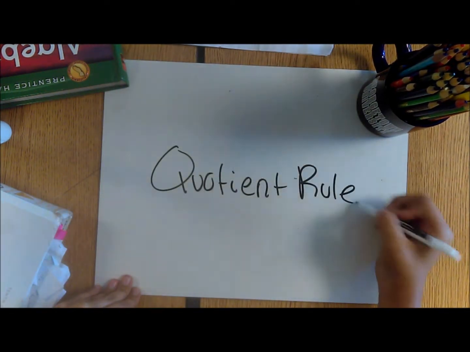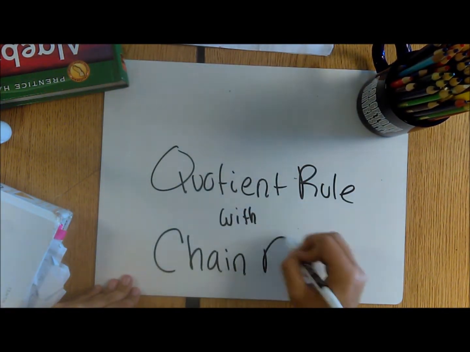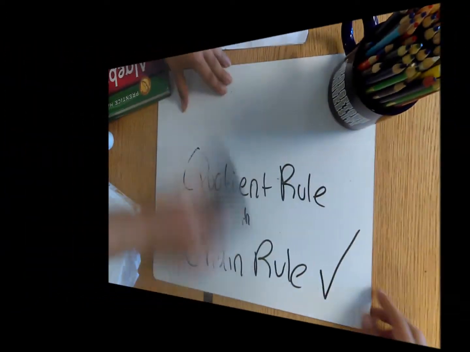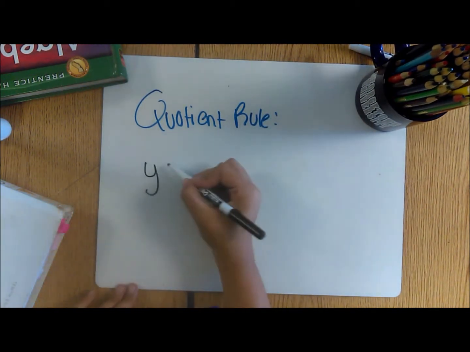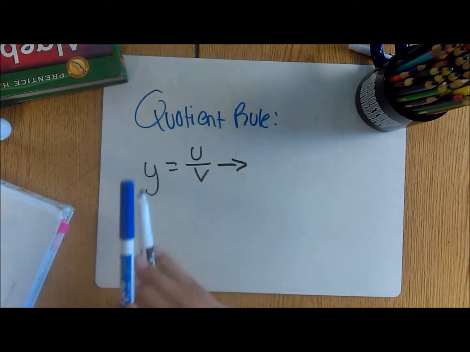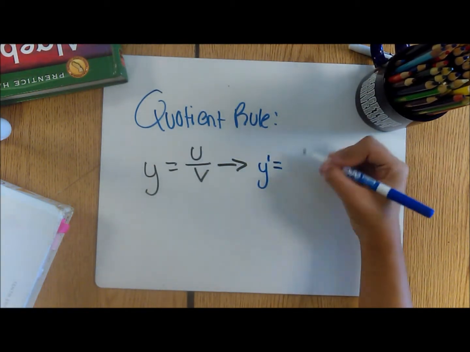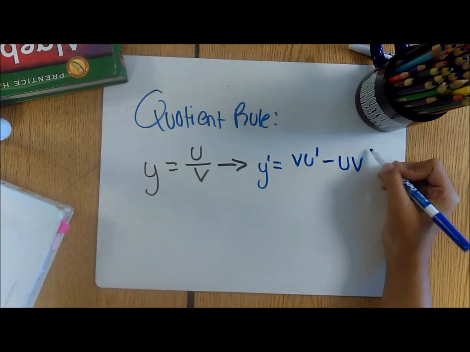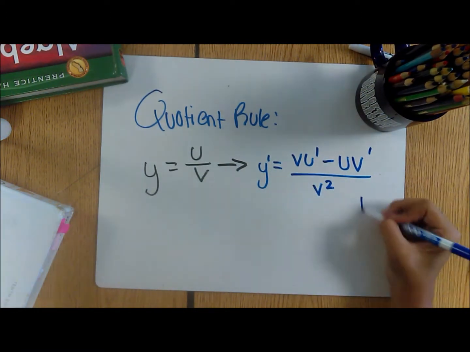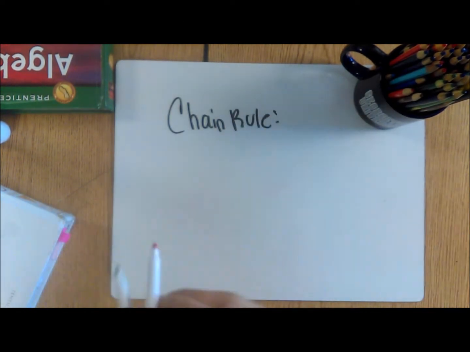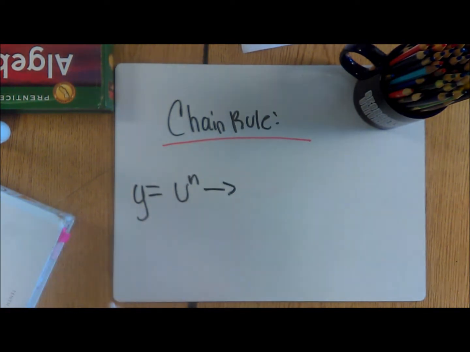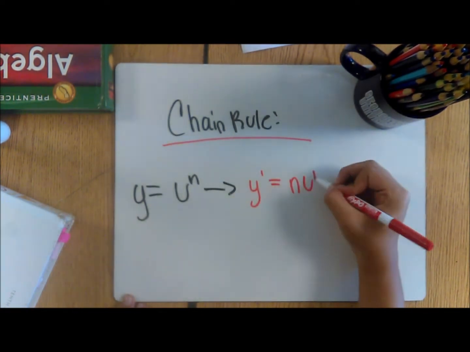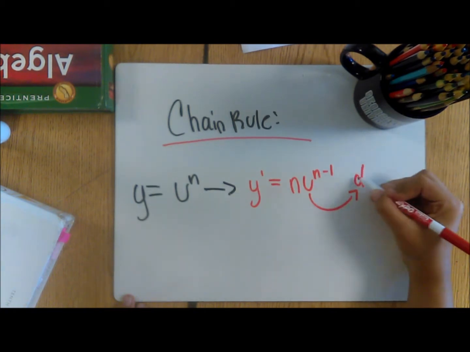Doing quotient rule with chain rule. Just to recap, quotient rule is low derivative of high minus high derivative of low all over low squared. And chain rule is you bring down the exponent, subtract 1 from the exponent, and derivative of the inside.